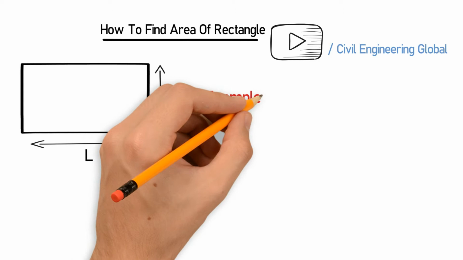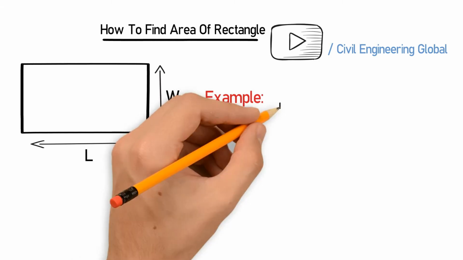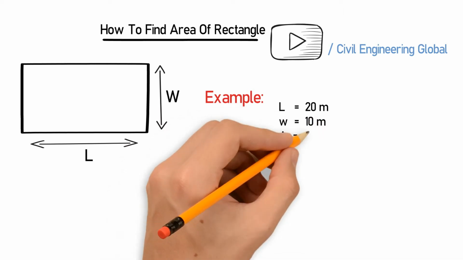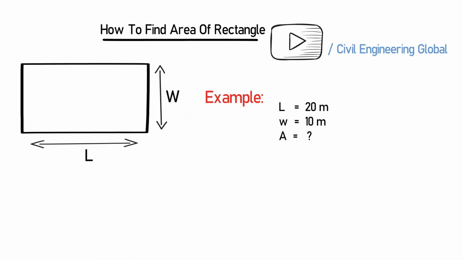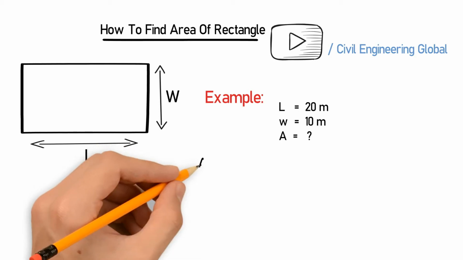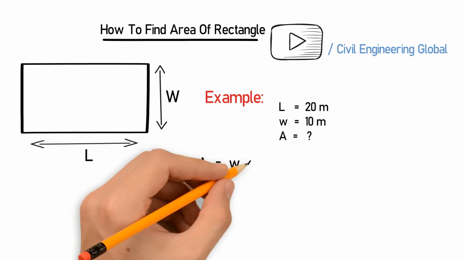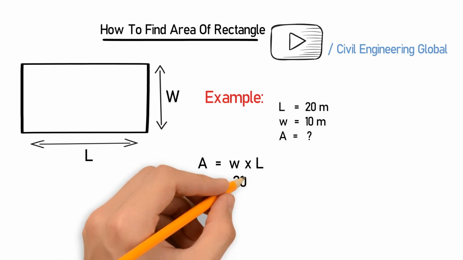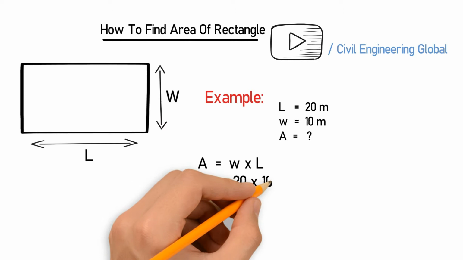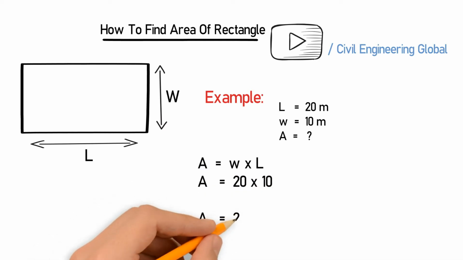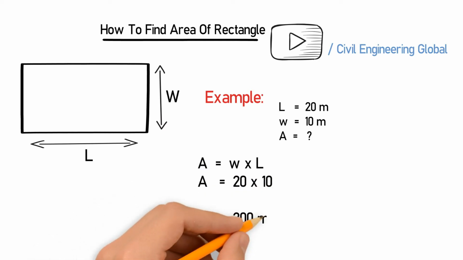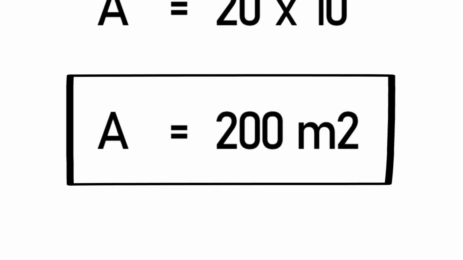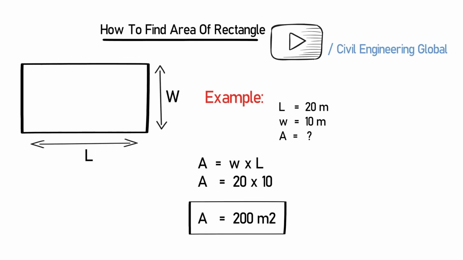Let's take an example. We have length equal to 20 meters, width equal to 10 meters, and area is unknown. So we have to calculate the area of the rectangle. The formula is area equals width multiplied by length. Put the values of W and L and you will get A equals 20 multiplied by 10. So the area is equal to 200 square meters. That's it.